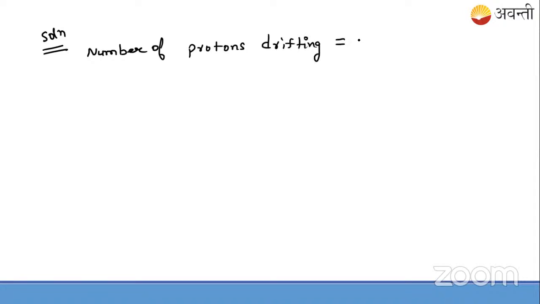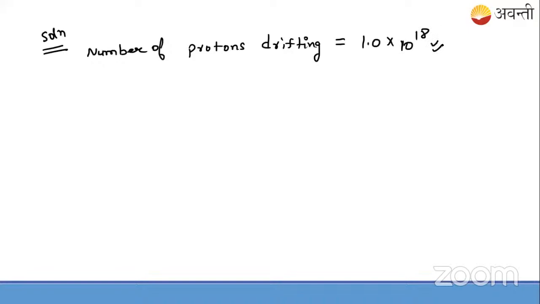Dekho, let us make the solution of this. If you see the number of protons drifting, the number of protons which are drifting is given as 1.0 into 10 raised to power 18. These are the numbers.